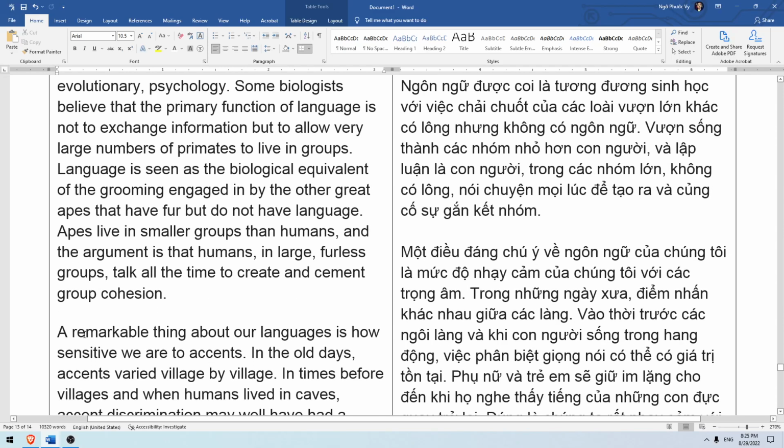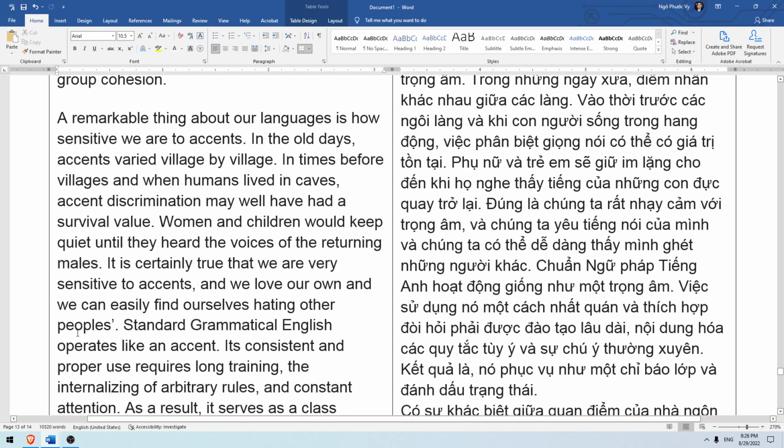Language is seen as the biological equivalent of the grooming engaged in by the other great apes that have fur but do not have language. Apes live in smaller groups than humans, and the argument is that humans in large groups talk all the time to create and cement group cohesion.